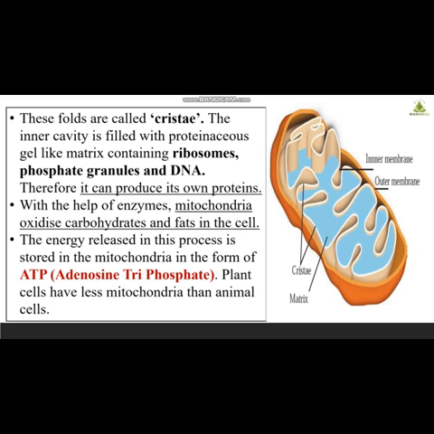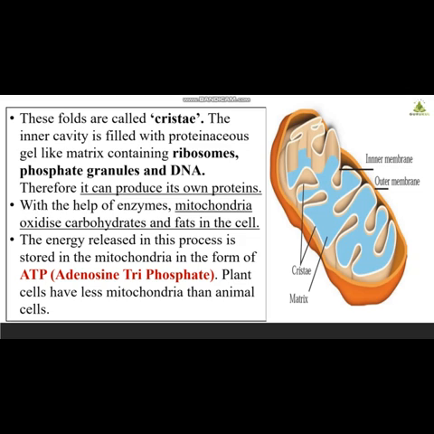The energy released in this process is stored in the mitochondria in the form of ATP. So during the process of oxidation of carbohydrates and fats, energy is released. And where is it stored? It is stored in the mitochondria. In which form? In the form of ATP. What is the full form of ATP? Adenosine triphosphate. I repeat, what is ATP? Adenosine triphosphate.